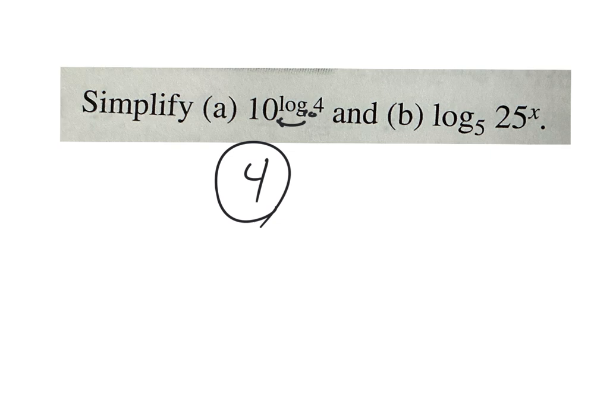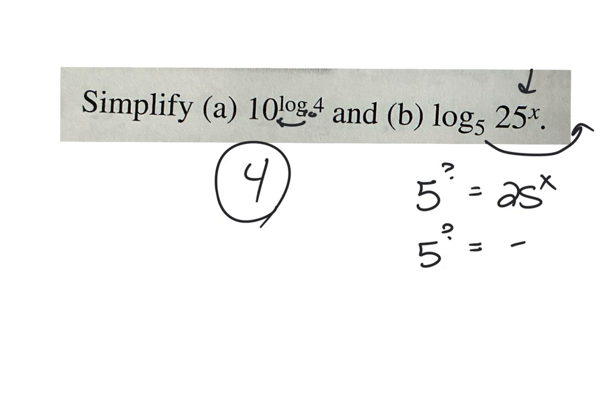This one says 5 to some power is 25 to the x power. So I'm going to write that out: 5 to some power, don't know what it is, equals 25 to the x power. What I'm going to do is make both those bases the same. 25 is really 5 squared, so I'm going to do 5 squared to the x. So here's what I got: 5 to some power is 5 to the 2x.